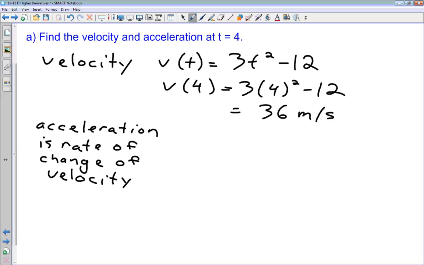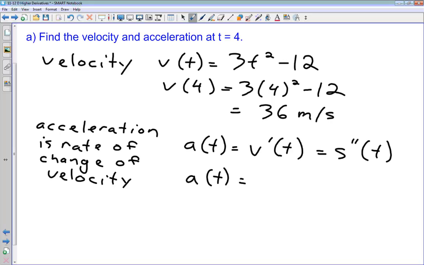So to get our acceleration function, a as a function of t, we are going to take the derivative of our velocity function, or the second derivative of our position function. So going back to our velocity function, it is 3t squared minus 12. The derivative of that is going to be 6t. Okay, that negative 12 goes away because it's a constant.